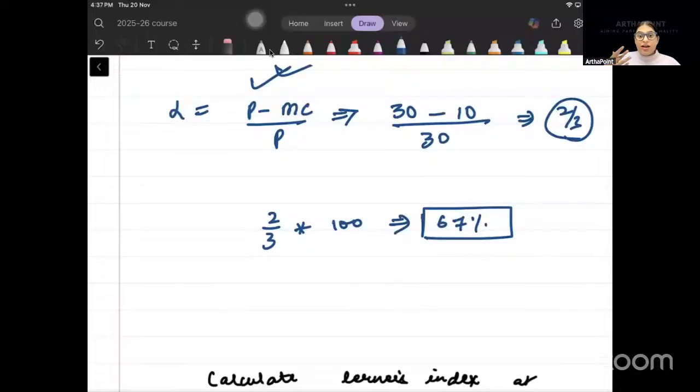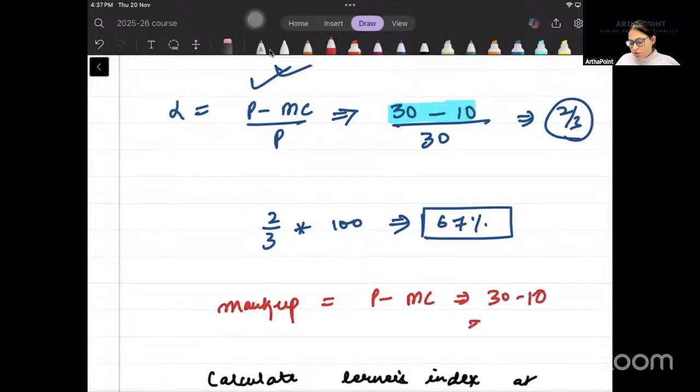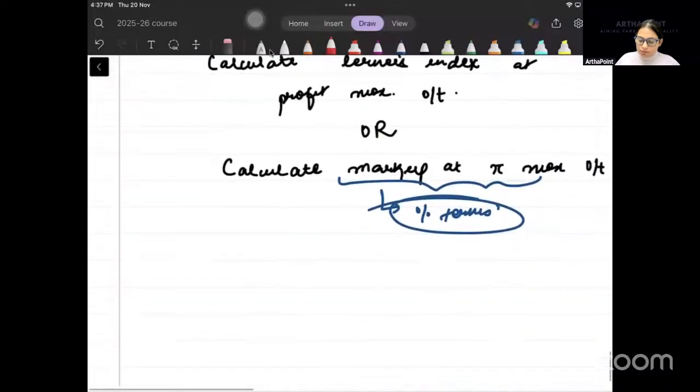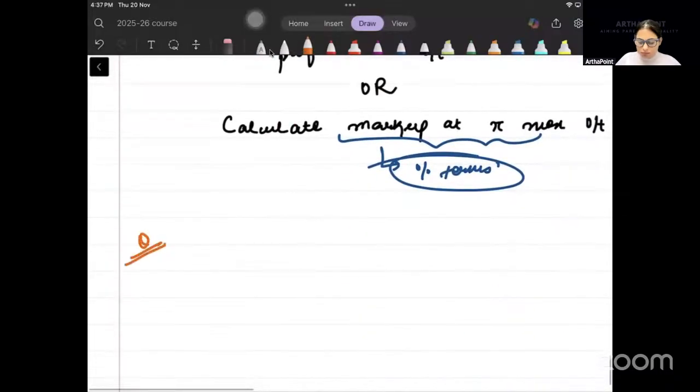If they ask you find the value of markup, तो markup का value है 20 rupees. ठीक है, अगर वो absolute terms में if they ask you how much markup you're charging, so markup is nothing but P minus MC, माने 30 minus 10 माने 20. ये सब पॉसिबल, all these things are possible in exam. कुछ भी एक चीज they can ask you. Okay, so let's go ahead and take the next question.